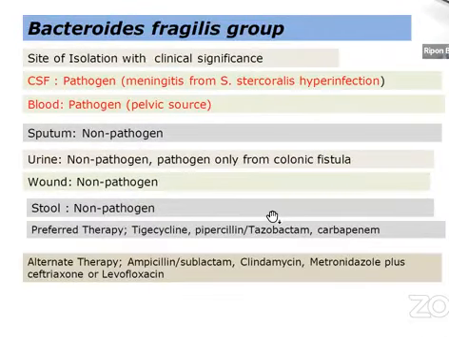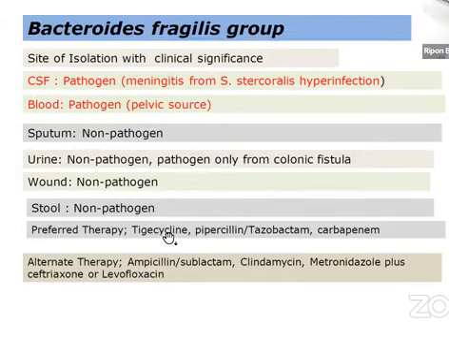Now, Bacteroides fragilis, mostly they are non-pathogenic, but they can be pathogenic and cause meningitis. Actually, in Strongyloides stercoralis hyperinfection, the Bacteroides can be a cause of Bacteroides meningitis. In any pelvic sores, they can enter the blood and cause bacteremia and septicemia.